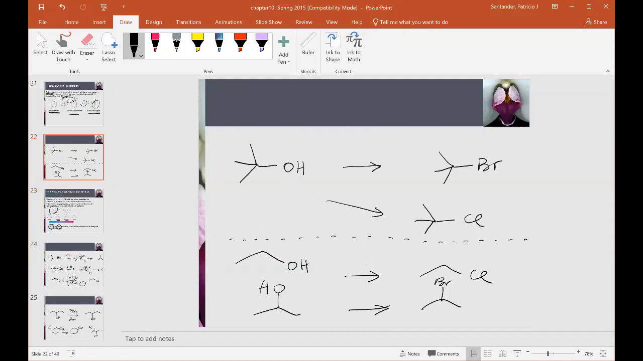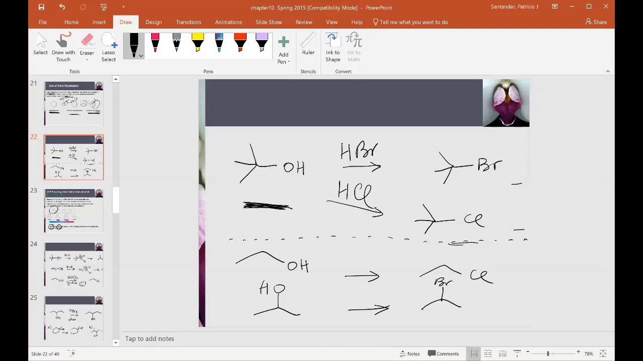So here I have a tertiary alcohol. In order to make it into the corresponding bromide or chloride, what should be the reagent that I have to use? Well, the reagent will be, for the top reaction, HBr. And then for the reaction to transform the tert-butanol into the corresponding chloride, there, of course, I will have to use HCl.